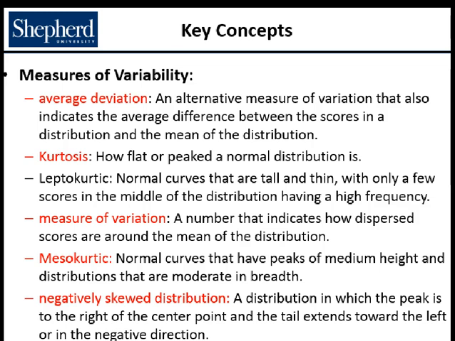Kurtosis is a measure of how tall or how flat a distribution is. Mesokurtic is a median height and moderate breadth. Leptokurtic are tall and thin, and platykurtic are short and broad.